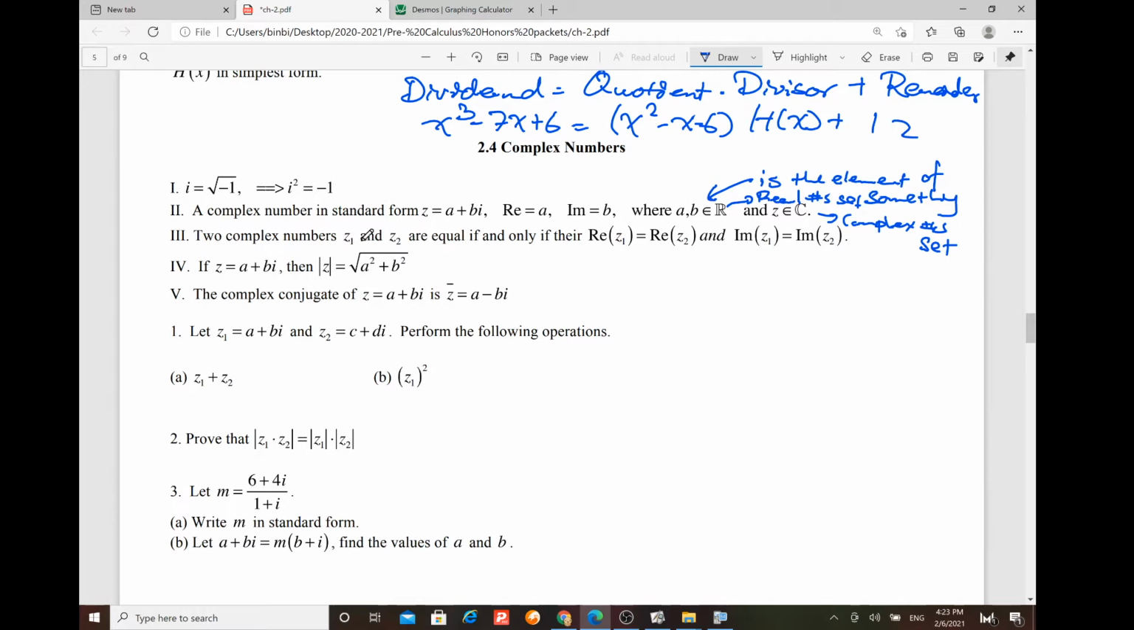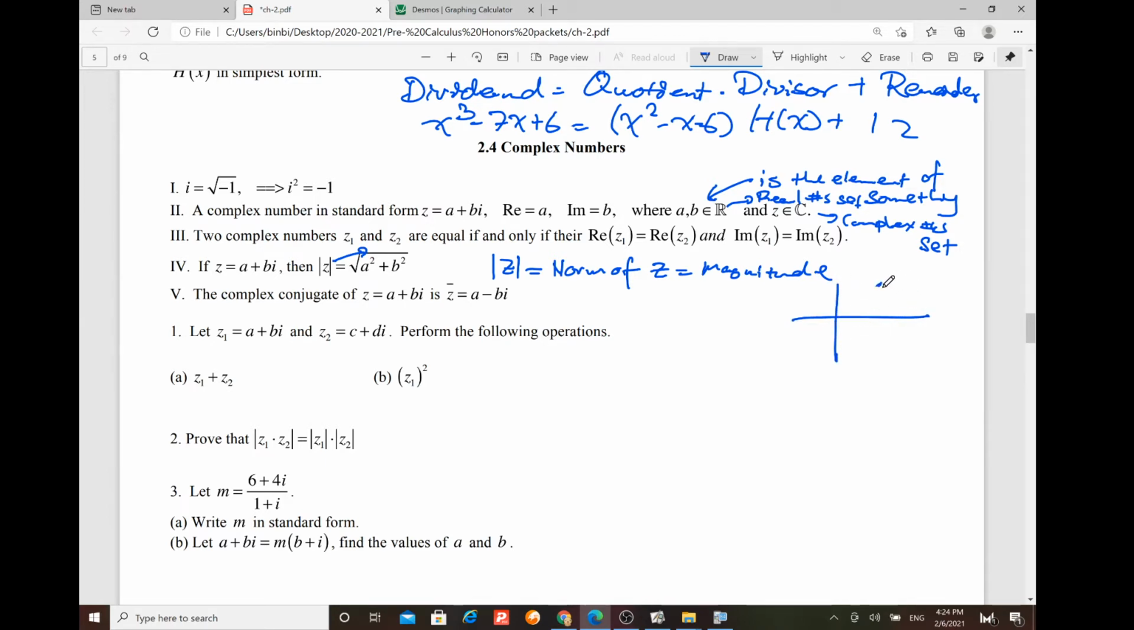Two complex numbers z1 and z2 are equal if and only if the real part of z1 is the same as the real part of z2, and the imaginary part of z1 is the same as the imaginary part of z2. So if z equals a plus bi, the absolute value of z is called the norm, or magnitude, of the complex number z. The way to find the magnitude is by using the Pythagorean theorem.